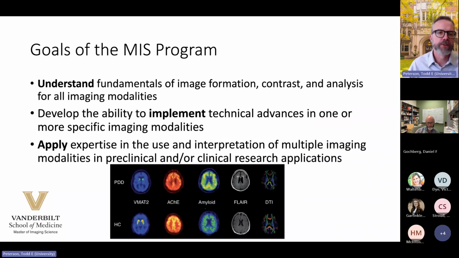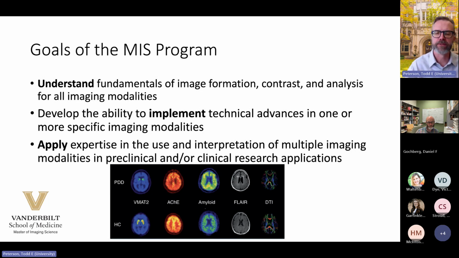So our objective in this program is that we end up with students by the end who understand the fundamentals of imaging, how images are formed, what gives the contrast to the images, and are able to analyze the images from different modalities. We expect them to develop the ability to implement technical advances in imaging, and to be able to use the expertise to use imaging or multiple imaging modalities in specific research applications.